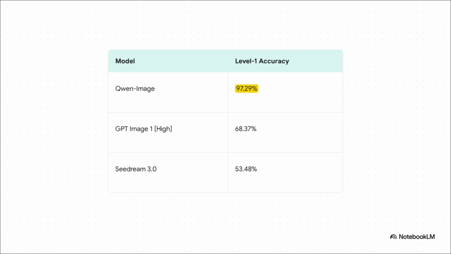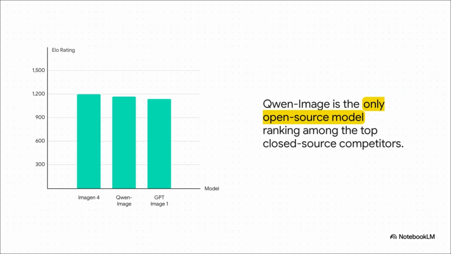Now, look at the others. They're not even in the same ballpark. This just proves how powerful that text-focused training really was. And it's not just about writing. On the AI Arena leaderboard, where real humans vote on which AI image they like better without knowing the source, Qwen-Image is holding its own against the biggest names in the game. It's right up there in third place, shoulder to shoulder with Google's Imagen 4. And the most important part, Qwen-Image is the only open source model in that top tier. It's competing with the closed source giants.